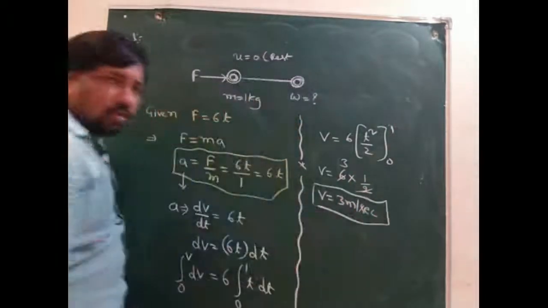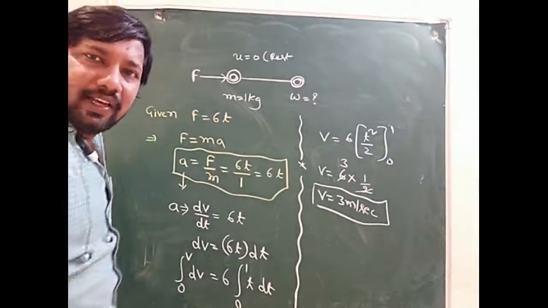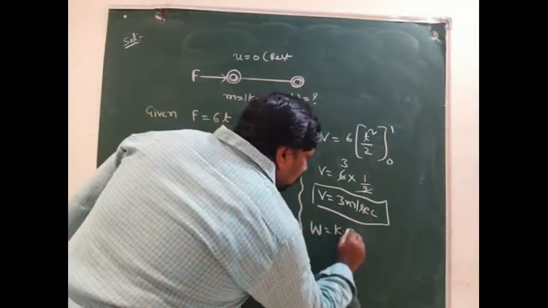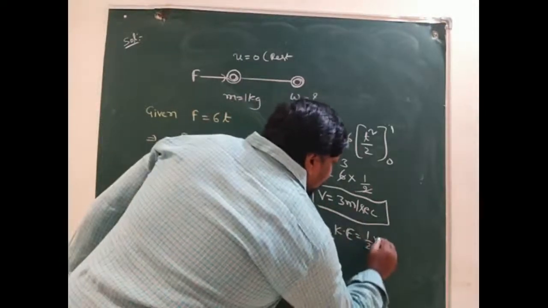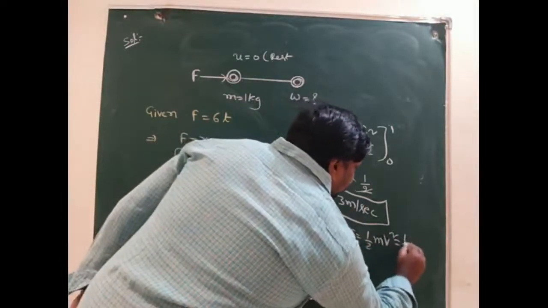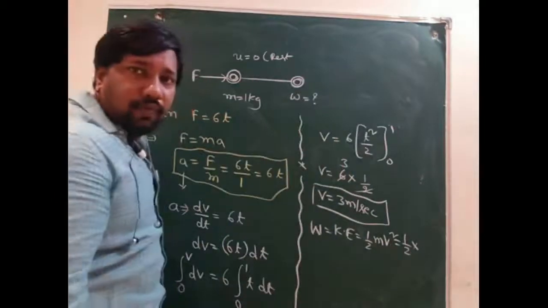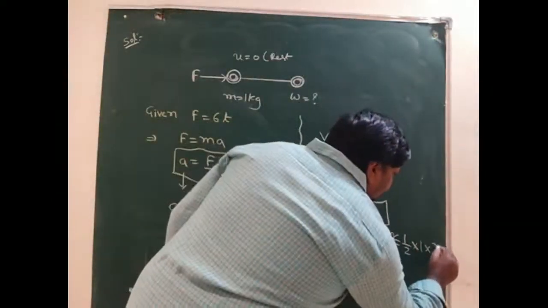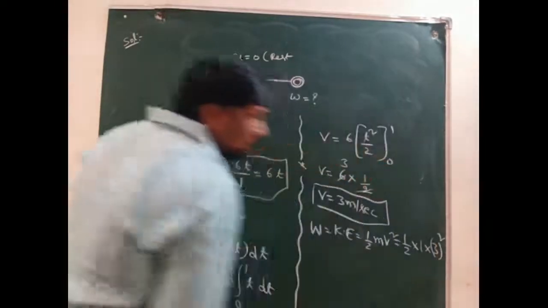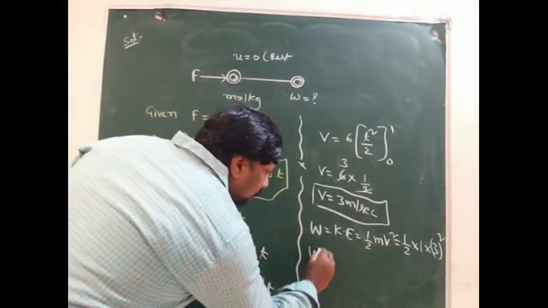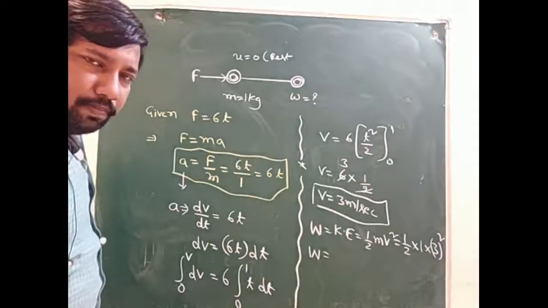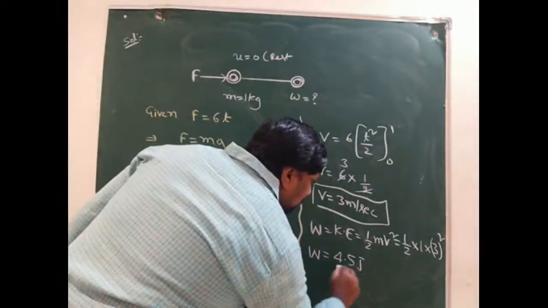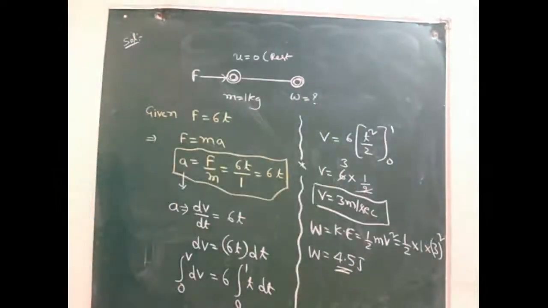In this case, work done is equal to kinetic energy. You know that the equation of kinetic energy is half m v square. Here m is the mass of the body, 1 kg, and v is 3, so 3 square. Therefore W equals 9 by 2, that is 4.5 joules. This is the answer.